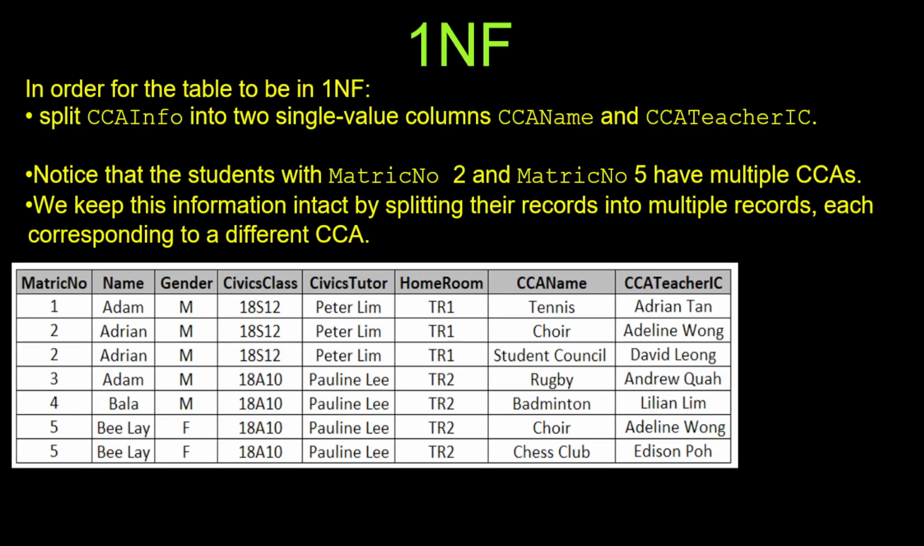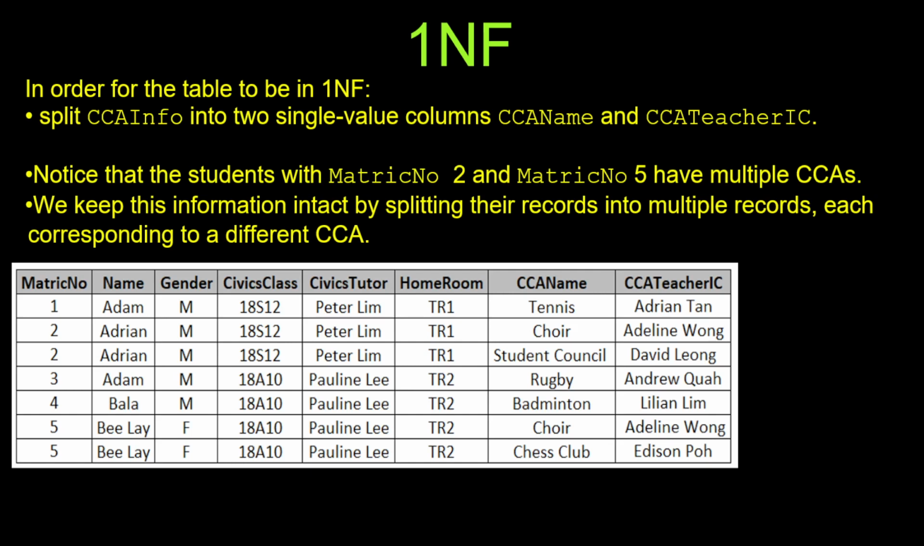We split CCA info into 2 single value columns, CCA name and CCA teacher IC. But there are some students with multiple CCAs. We have to enter their names twice. For example, Adrian here, matric number 2, because there are 2 CCAs, we need to put his entry in twice. So now you can start to see there's actually some redundancy here. There's repeated data. And number 5 as well. Because she has 2 CCAs, we need to create one more row for her.